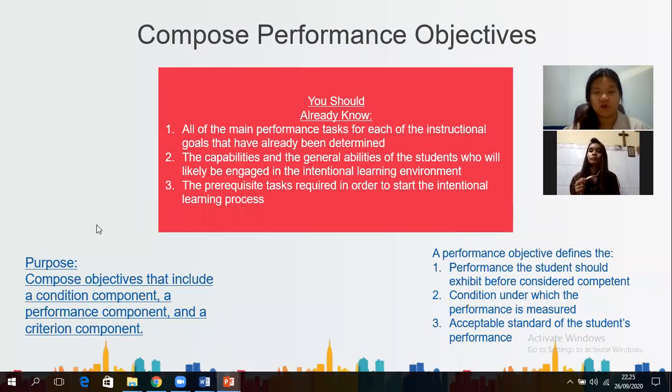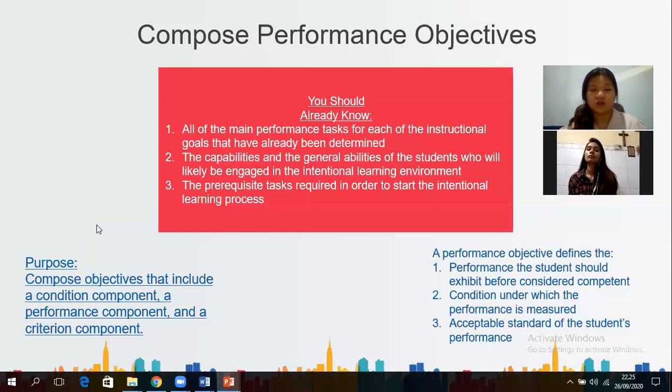Okay, so this is composing performance objectives. You should know all of the main performance tasks for each of the instructional goals that have already been determined, and then the capabilities and general abilities of students who will likely be engaged in the intentional learning environment. And then the last one is the prerequisite tasks required in order to start the intentional learning process.